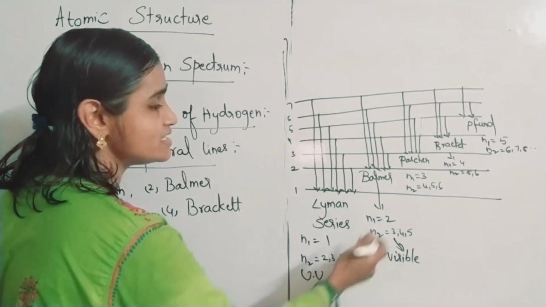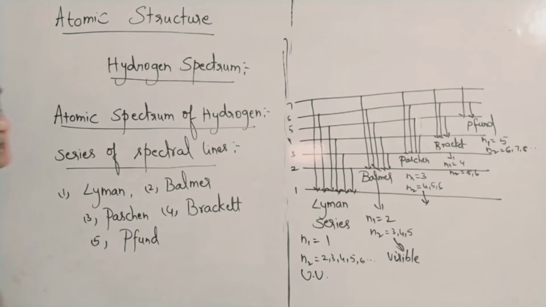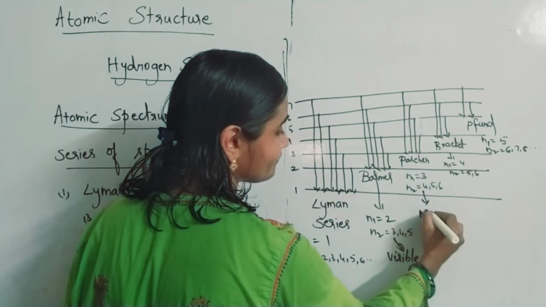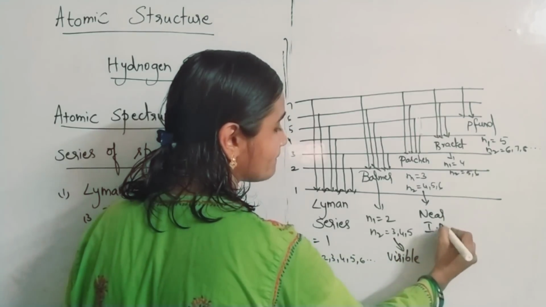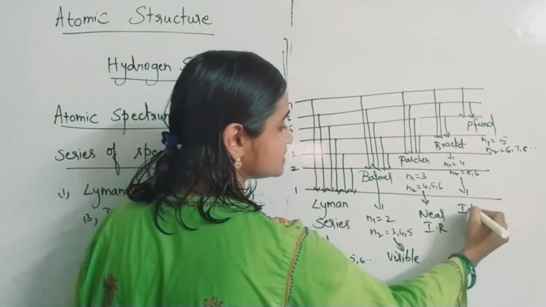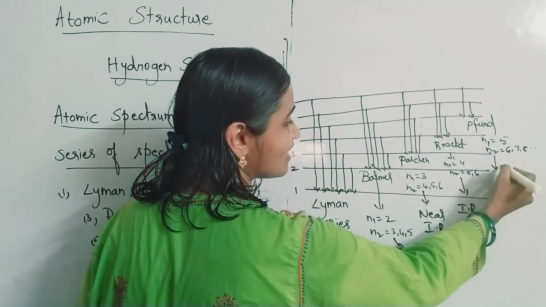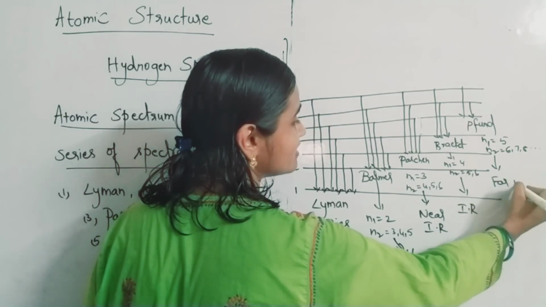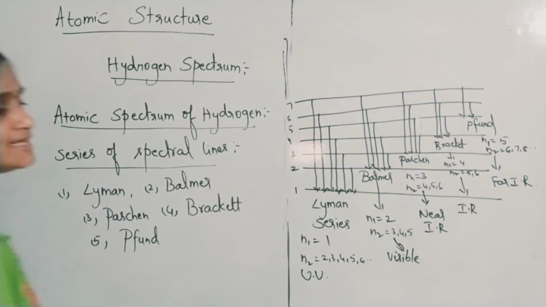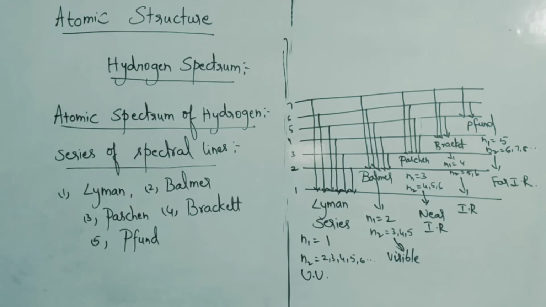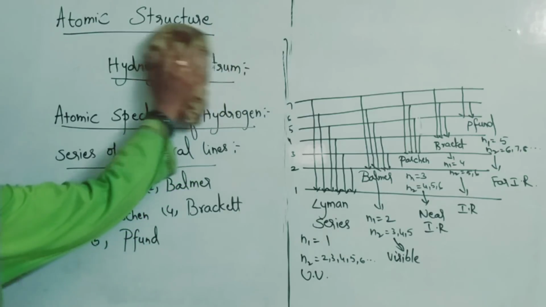Now, Paschen series is for near infrared. And Brackett is for infrared, near IR. This is present in the infrared region, and Pfund series is present in the far infrared region. So like this you have a series of spectral lines, and these all constitute what? Hydrogen spectrum. Accordingly, you have certain formulas to find the series of spectral lines.